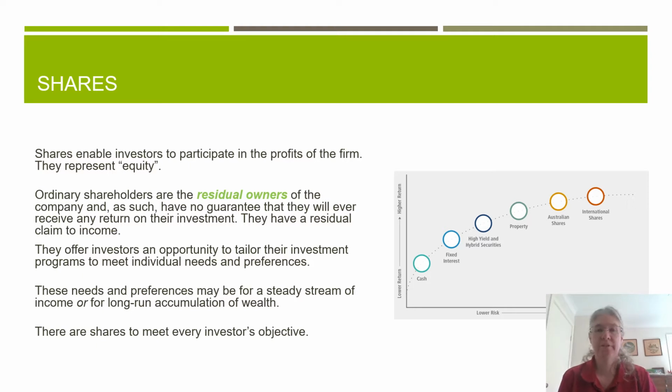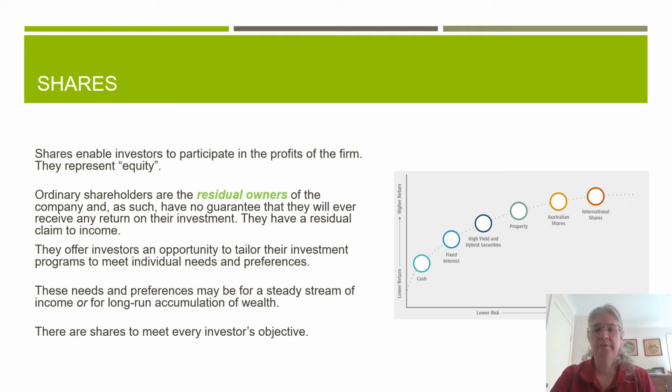Now shares are great because you can choose specifically which company you want to invest in, so you can tailor your portfolio how you wish. You can choose companies that pay dividends and give you regular income, or ones that don't pay dividends but that you expect will have growth, and that's how you increase the value of your portfolio. So different shares for different people are available.